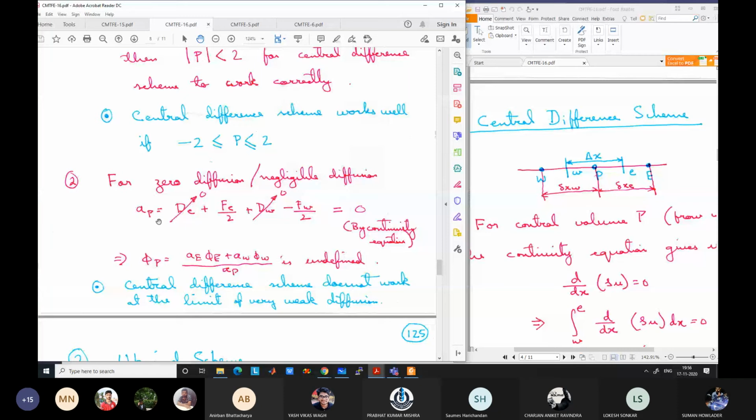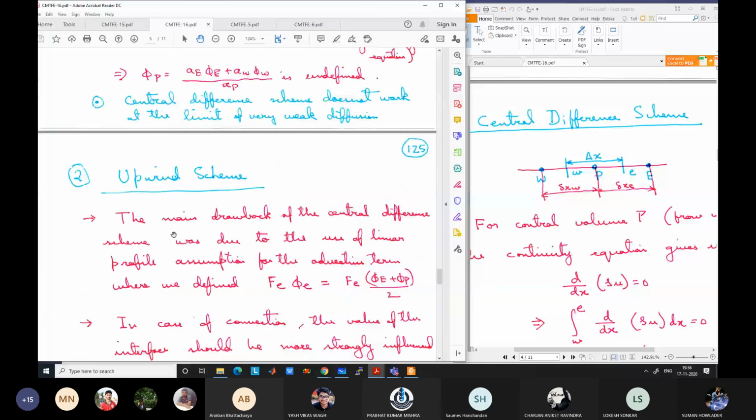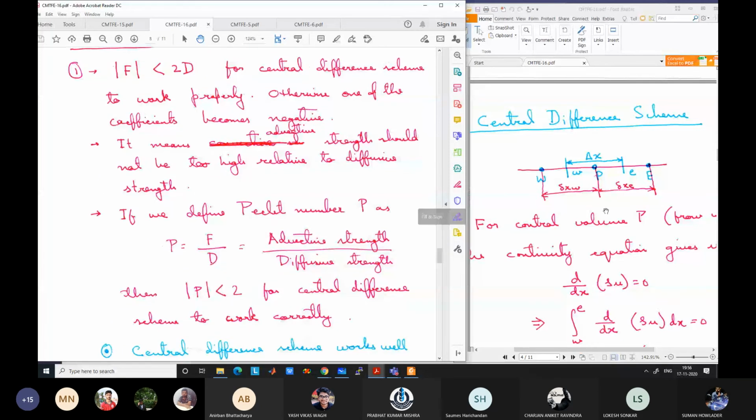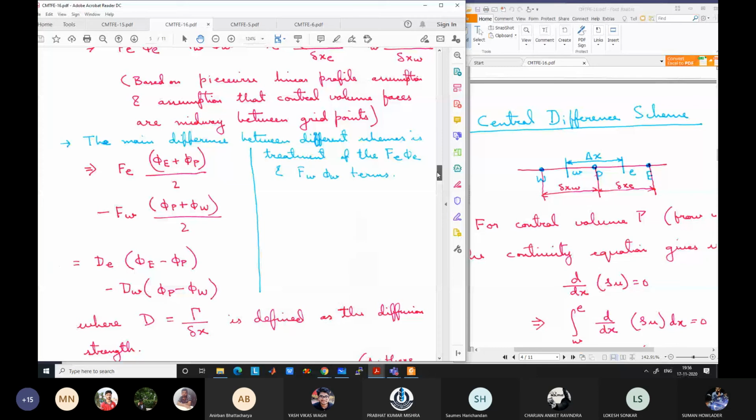So these limitations can be overcome by the next scheme that we are going to study in the next class, which is known as the upwind scheme. The main problem with this scheme was that we considered a considerable effect of the downstream side also. But in real life, if there is a flow from the left to the right, the left side should have very strong influence, the right side should not have very much influence. And that we did not consider when we had considered the advective term also.